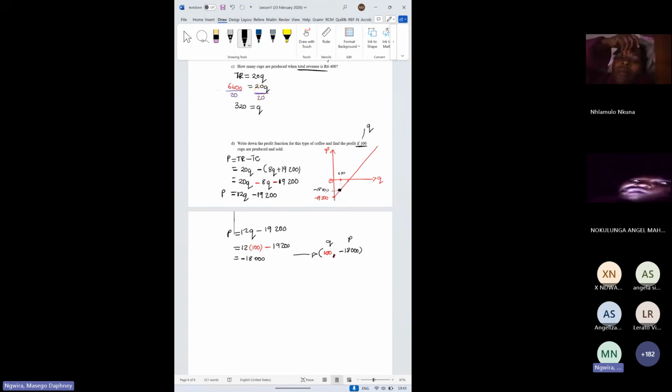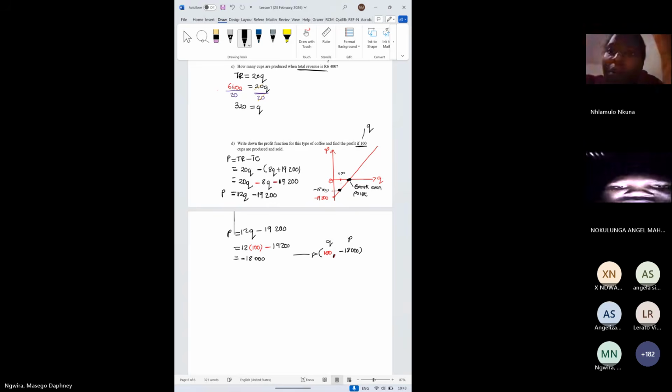So on your notes, you'll see there's TR greater than, less than. So here, this point here, where your P is equal to 0, this is what we call a break-even point. If you check your notes, when you go through them, you'll also see this break-even point. Is it fine?